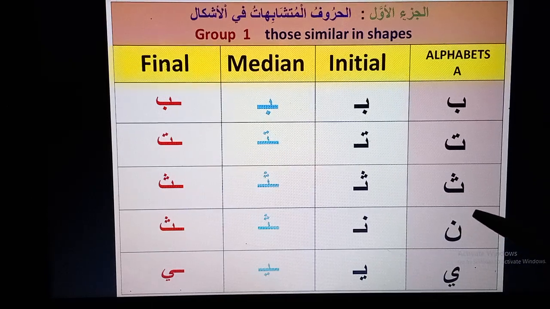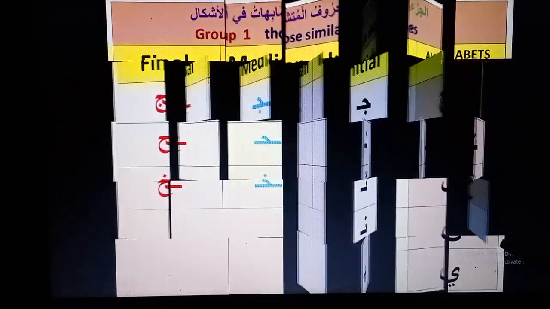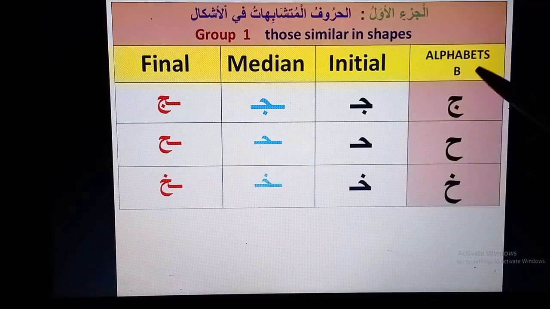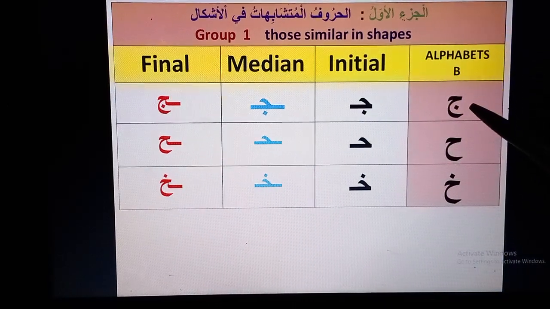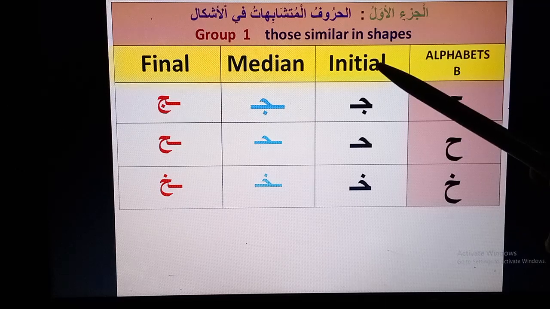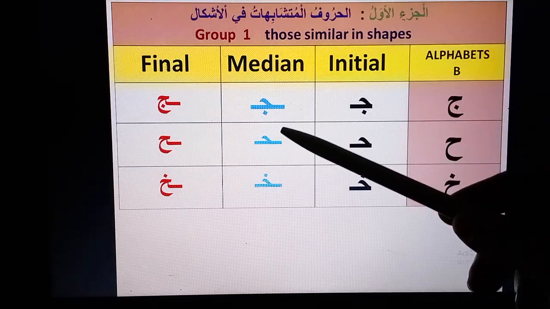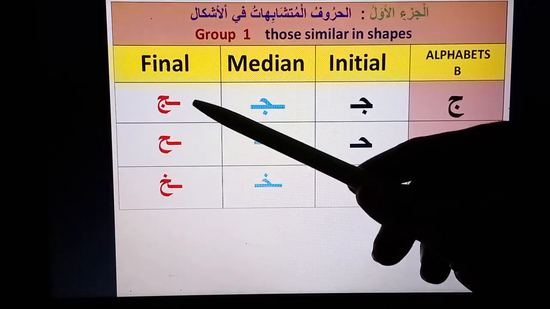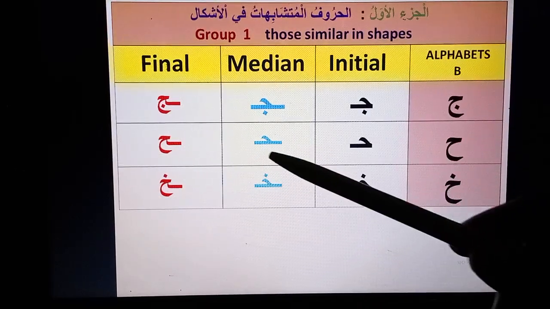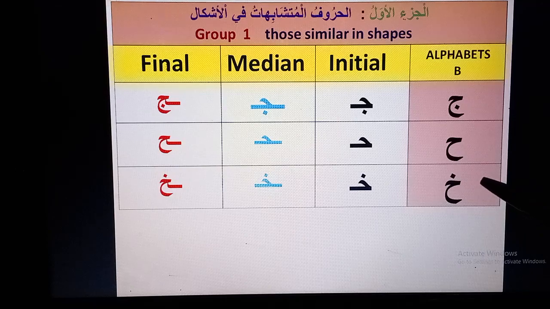Now we go to the next alphabet set. This is alphabet B: Jim, Ha, Kha. When they are at the beginning of a word, this is the shape. When they are at the middle of a word, this is the shape. And when they are at the end of a word, this is the shape.